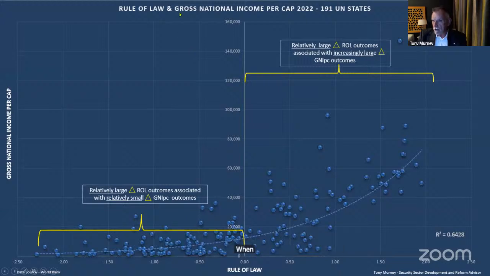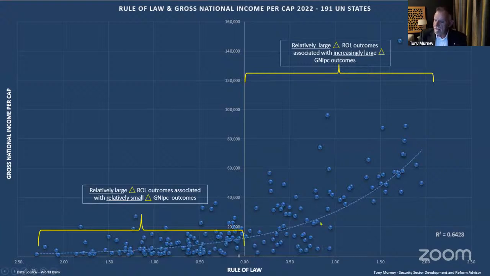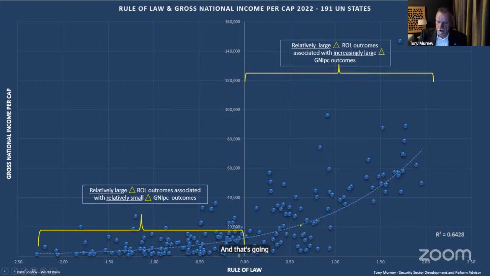When we look at rule of law and gross national income per capita, we get another really interesting pattern. Down at the bottom, two things to note. Firstly, you've got a 64% association between rule of law and gross national income per capita. And the best fit line for this is an exponential curve. And what that means is that down here, change is very slight. But once you move into this high income area, it grows at an exponential rate. And that's going to be really important for something else that has to be said later.